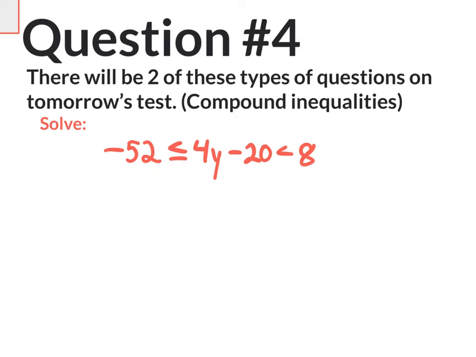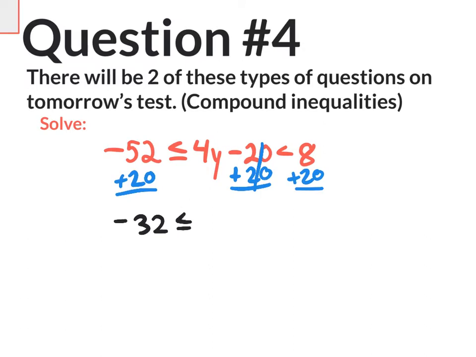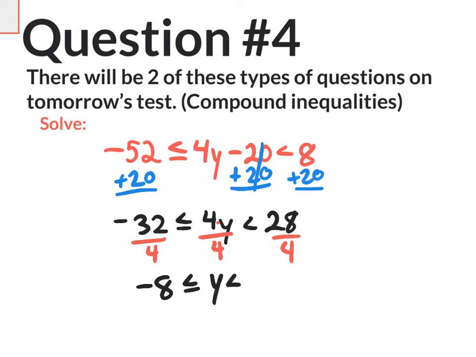So to get rid of that -20, you'd go +20. What we do to the middle, you do to both outside sides: +20 over here, +20 over here. We end up with -32 is less than or equal to 4y, which is less than 28. Final step, to get rid of the multiplication of 4 in front of the y, would be to divide by 4. And what you do to the middle, you do to both outside sides. We will end up with -8 is less than or equal to y, which is less than 7. So that's your final compound inequality.